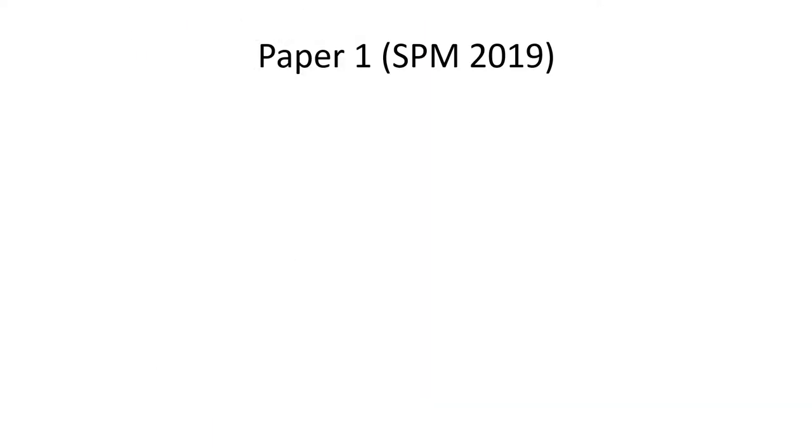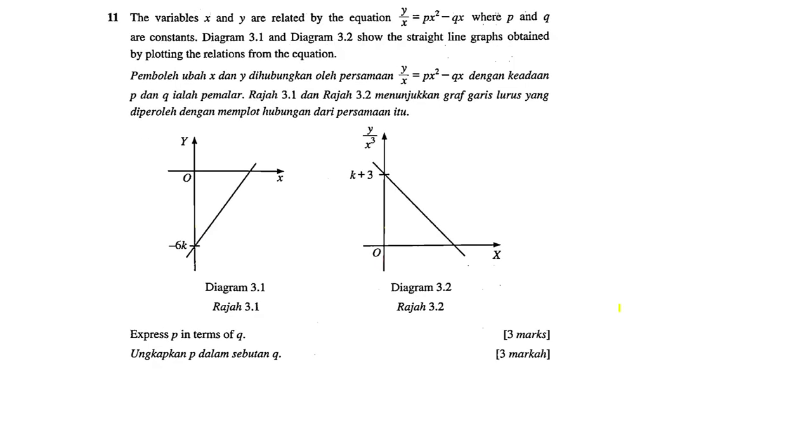Let us have a look at the question from SPM 2019. So in this question, they give you two different graphs. One of the graphs is moving up and another one is moving down. And you can see the first graph, they just write down big Y only. But they tell you big X is small x. And then the y-intercept is at negative 6k. Second graph, the big Y is y over x cubed. But the big X, they don't tell you. And this graph is passing through k plus 3.